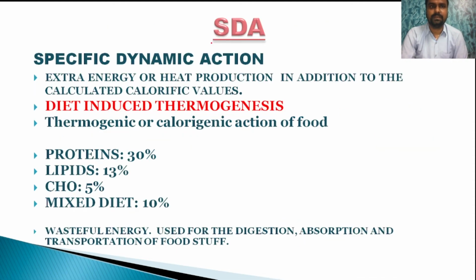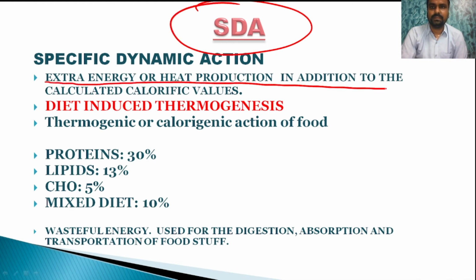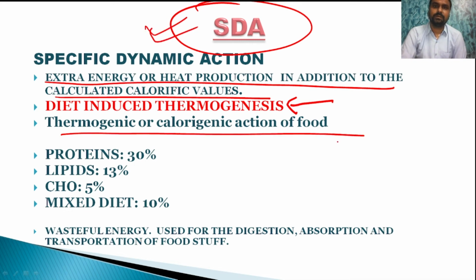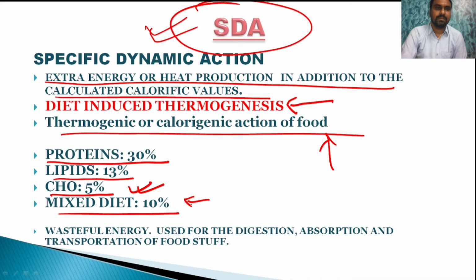Now what is specific dynamic action? It is extra energy or heat production in addition to the calculated caloric value. So it is also called diet induced thermogenesis. After eating food, there will be increased heat in our body, which is called the thermogenic or calorigenic action of food. In protein it is around 30%, in lipid around 13%, in carbohydrate around 5%, and in a mixed diet the specific dynamic action is 10%.